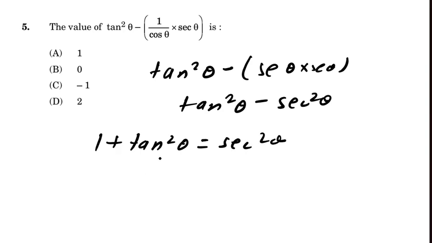You have to take precautions: you should not directly give the answer that tan square theta minus sec square theta is equal to 1, which will be wrong. You should check by thinking about the formula and deriving from that: tan square theta minus sec square theta is equal to minus 1, since you have taken the 1 to the other side. Okay, so the answer will be C.